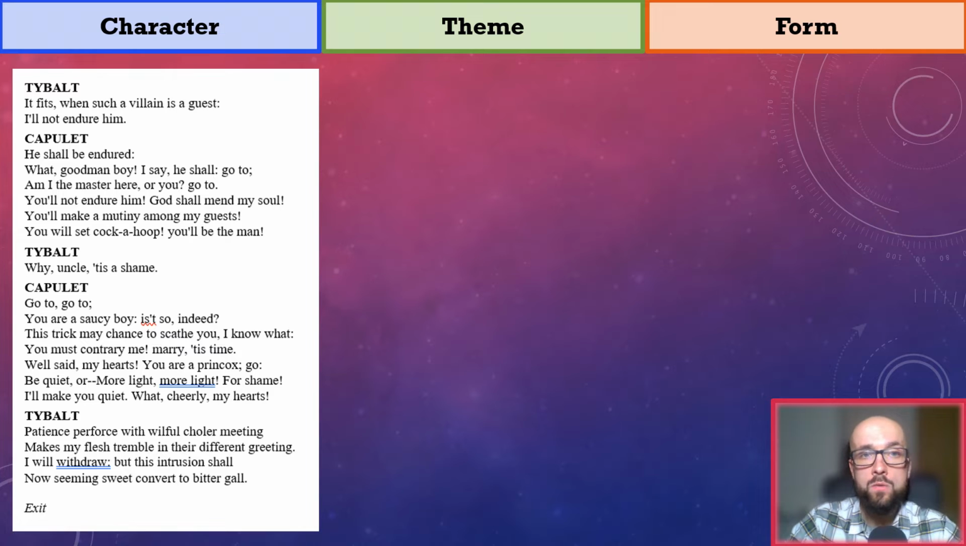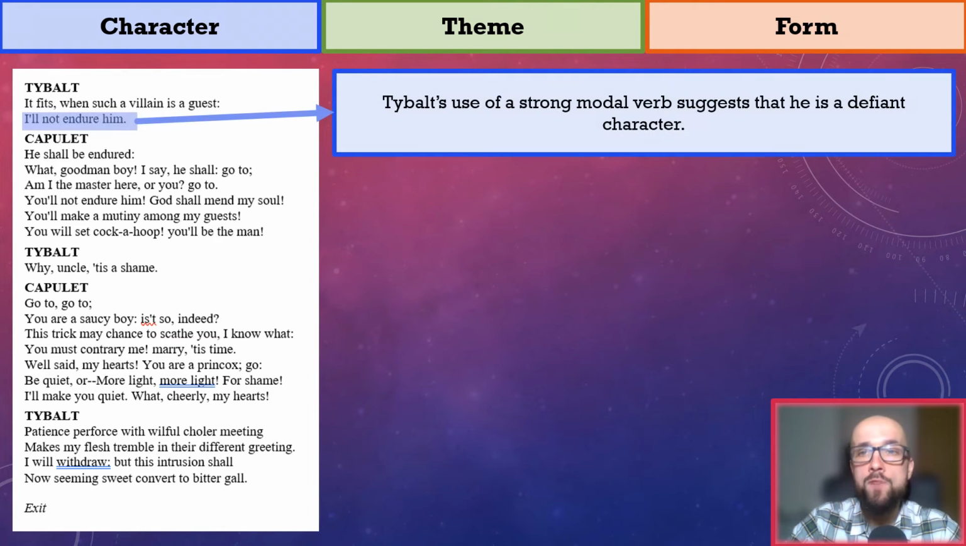Continuing, Tybalt and Lord Capulet have a slight disagreement about whether Tybalt is going to fight Romeo or not. Despite Lord Capulet insisting that Tybalt will not start a fight, Tybalt states, "I'll not endure him." The strong modal verb, will, hidden in this line, reveals that Tybalt is a defiant character. He is, in a sense, a rebellious teenager.